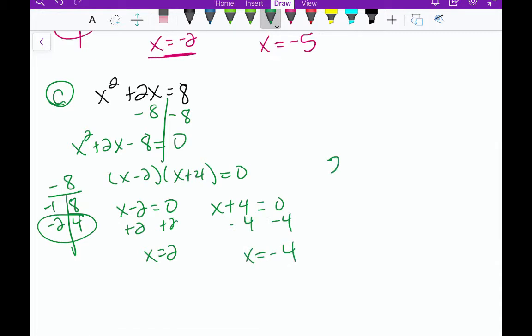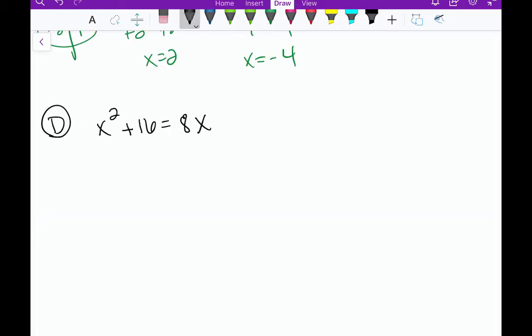And again, notice how I am writing my solutions as coordinates, because I want you to keep in mind that these are ordered pairs. These represent where the quadratic crosses the x-axis.